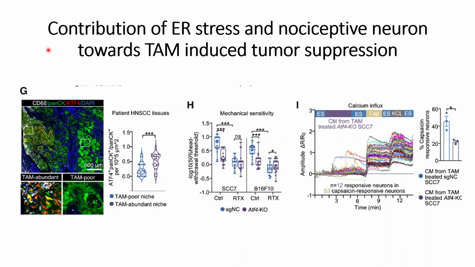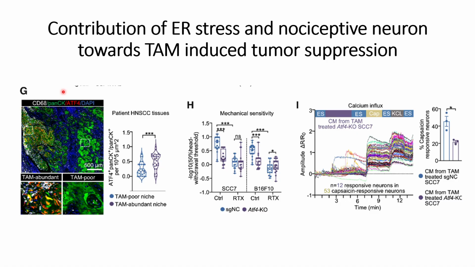In this video, we will continue our discussion about the contribution of ER stress and nociceptive neuron towards tumor-associated macrophage-induced tumor suppression. In the previous video, we ended our discussion where we saw the Western blot results showing that this TAM induces ER stress that finally triggers nociceptive neuron to trigger these immunosuppressions. So now they wanted to see what's the contribution of this ER stress and nociceptive neuron.